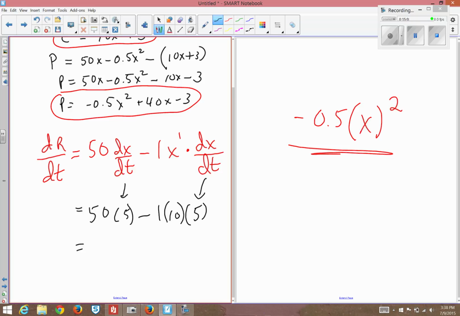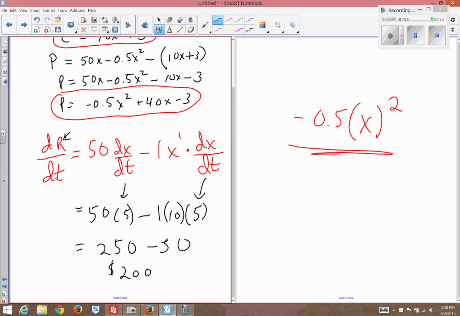By just plugging in the numbers that are given. dx/dt is a number, it's given. x is a number that's given. So 250 minus 50, that makes the answer $200. And since R is revenue, that's why I put a dollar sign there.